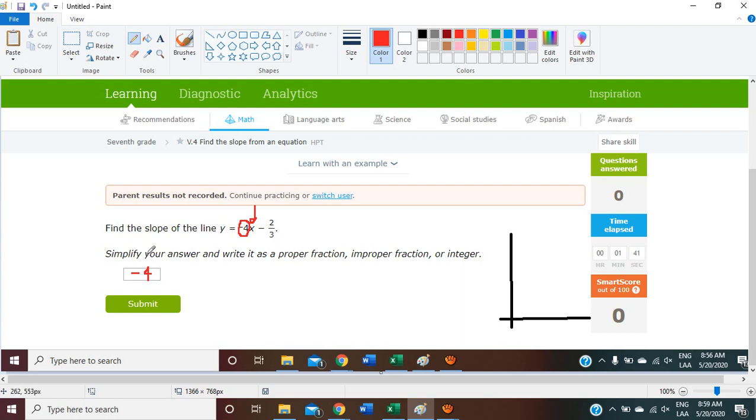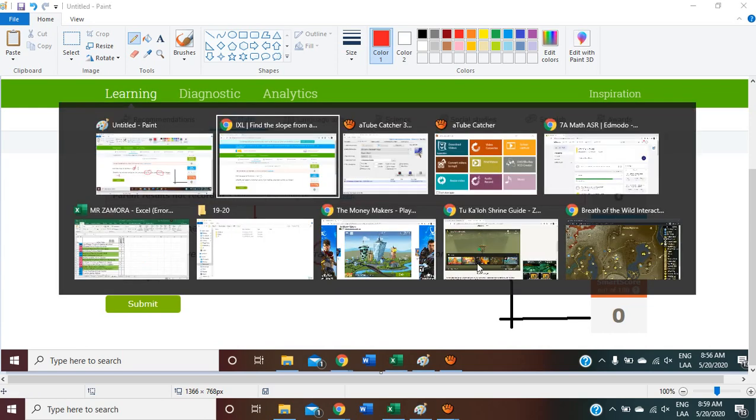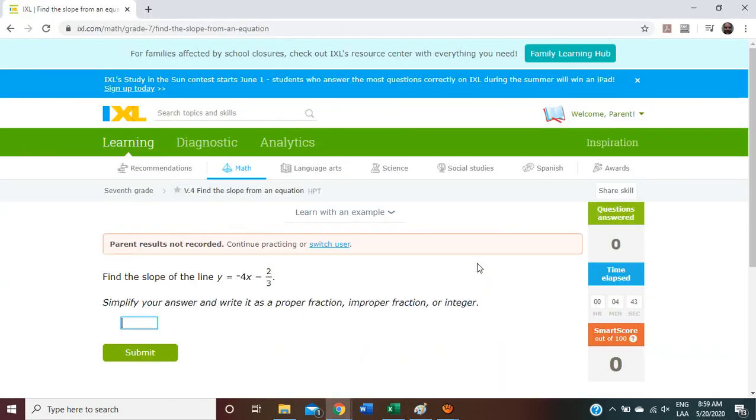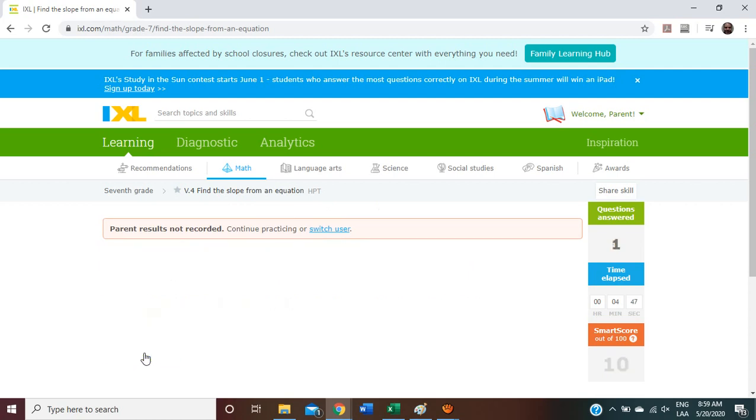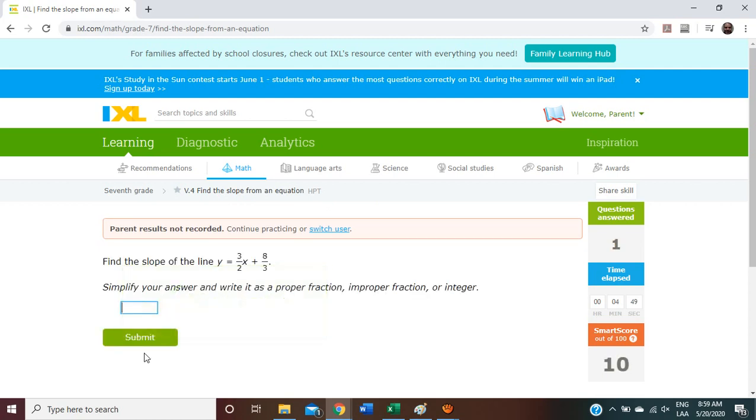So follow the instructions: simplify your answer and write it as a proper fraction. The key is you just need to write a fraction or integer. In this case, it is an integer, all right? So -4 is our answer. We submit it, and you got it.